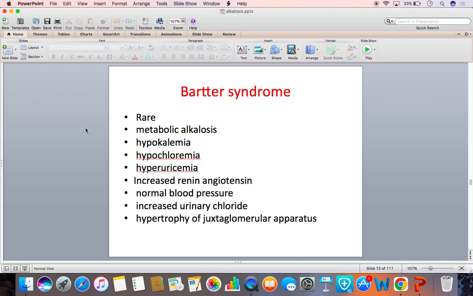Bartter syndrome is a rare syndrome with metabolic alkalosis, hypokalemia, hypochloremia, hyperuricemia, and increased renal angiotensin mechanism. Normal blood pressure, increased urinary chloride, and there is hypertrophy of the juxtaglomerular apparatus system.